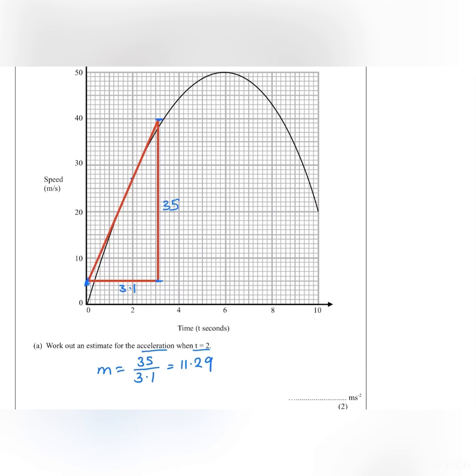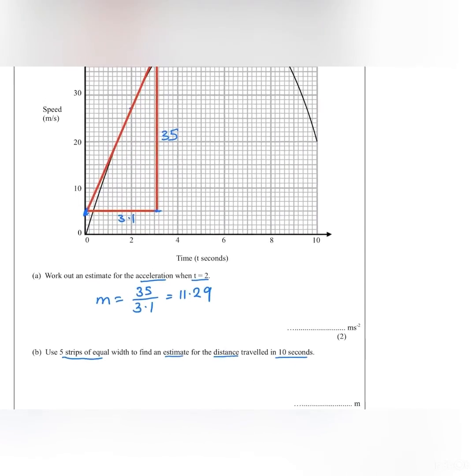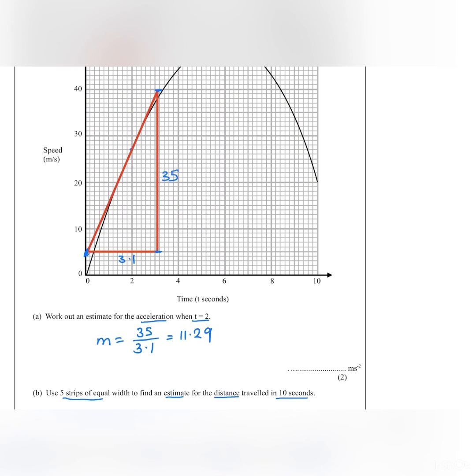So that is the gradient. Okay, so 11.29. Now, don't worry if your answer is slightly different to mine here, because it depends on how you've drawn the tangent. And remember, different tangents will go at different places. So you might have a slightly different answer to this. Now, in the next part, it says use 5 strips of equal width to find an estimate for the distance travelled in 10 seconds.